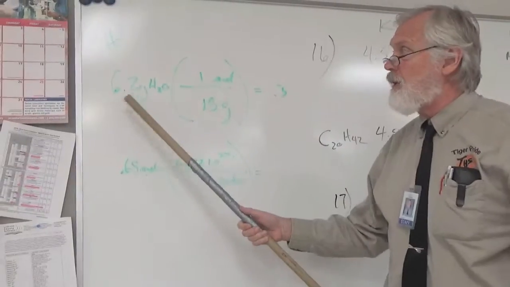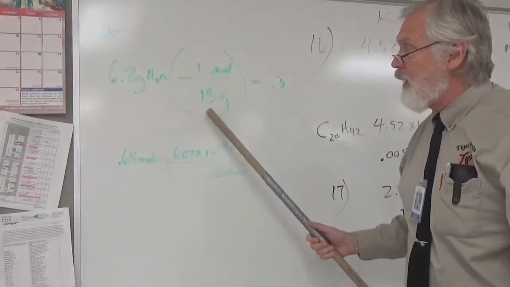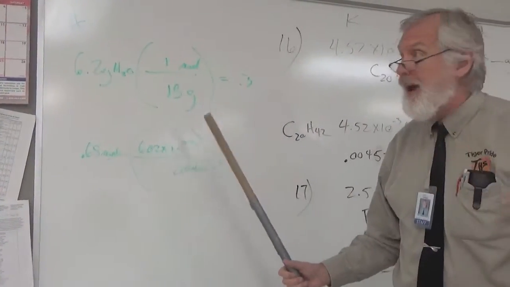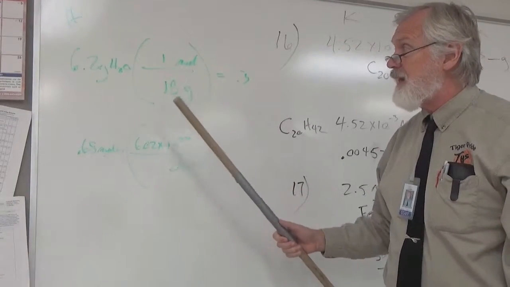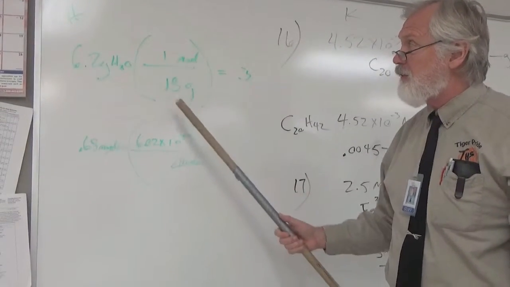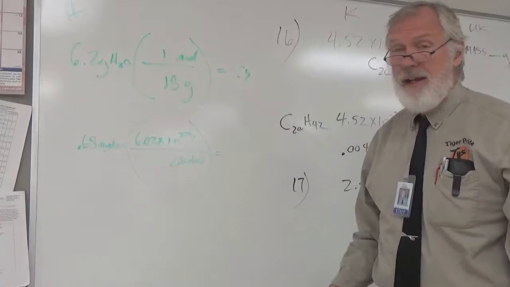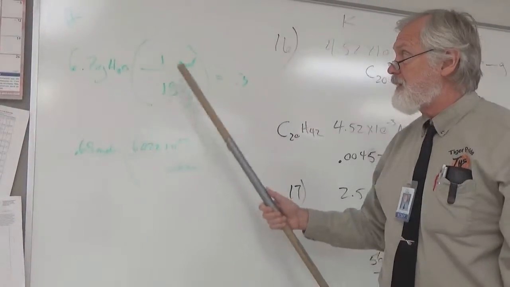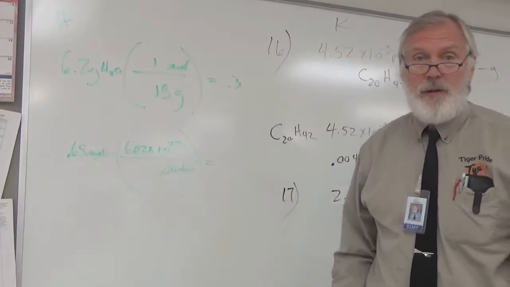All right, 6.2 grams of water, and I know there are 18 grams in the molar mass, so I know 1 mole's 18 grams. This is a conversion factor. Does it eliminate the grams? Yes, and it leaves you with moles, and you come out with 0.3 moles.